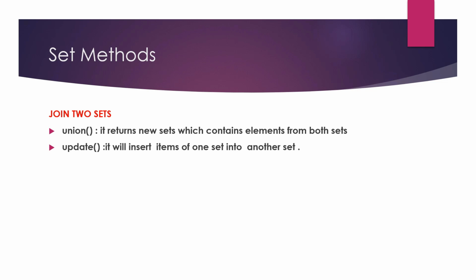Next, update method. We already saw update method. That update method is used if I want to insert more than one item. So if I want to insert items of one set into another set, then we will use update method. Then we have set method. This set method we can use to create set. To create set we use curly brackets and inside that we will insert values. So we can also use built-in set method set, using which we can create set.